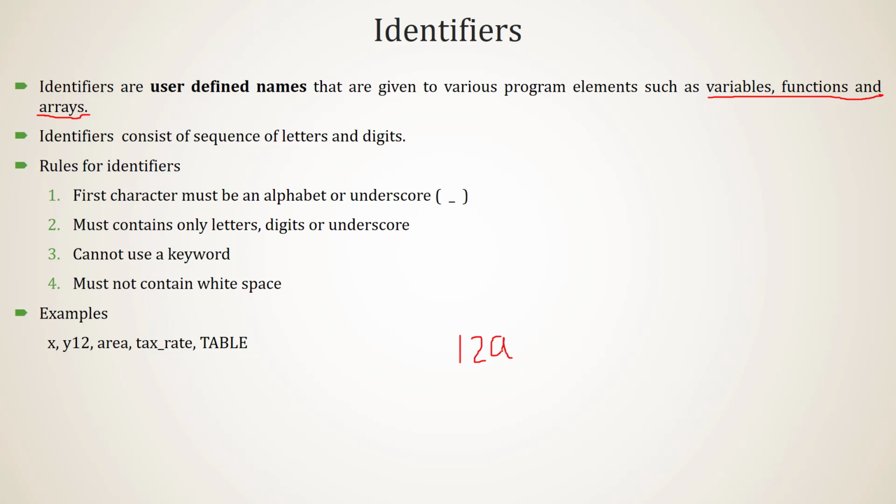Mayangraj, can you hear me? Yes, sir. Can I call 12A an identifier? No, sir. Why? Because it contains a digit as the first character. As a digit, okay.